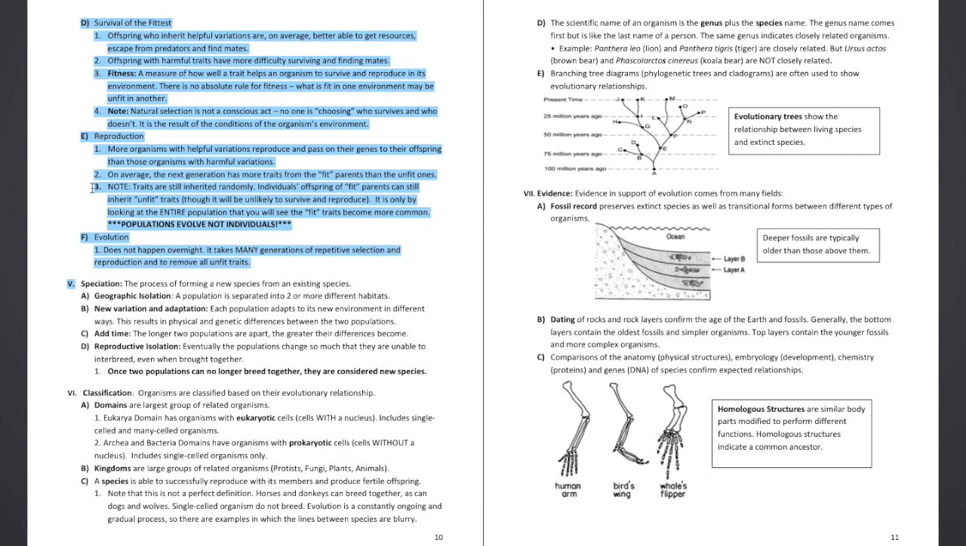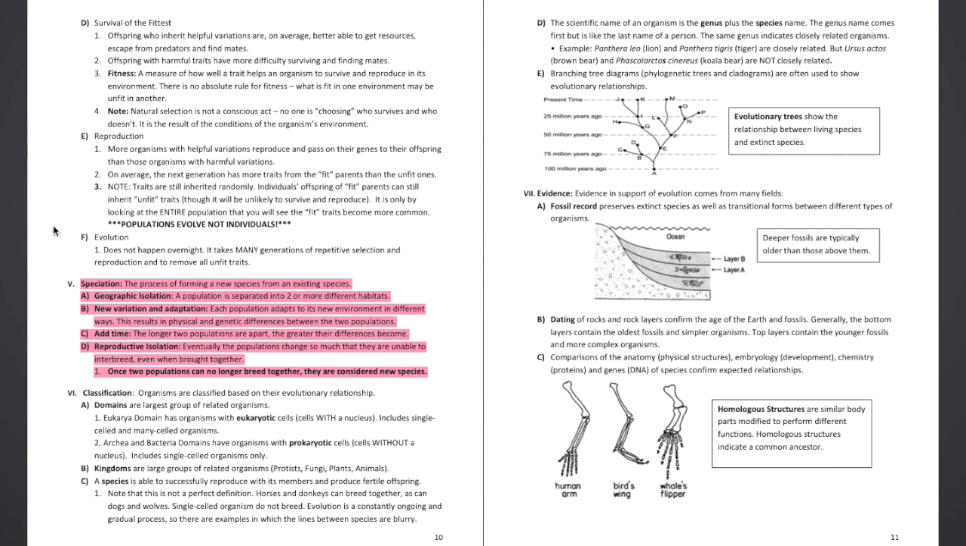3. Note: traits are still inherited randomly. Individuals' offspring of fit parents can still inherit unfit traits, though it will be unlikely to survive and reproduce. It is only by looking at the entire population that you will see the fit traits become more common. Populations evolve, not individuals. F. Evolution. 1. Does not happen overnight. It takes many generations of repetitive selection and reproduction to remove all unfit traits.